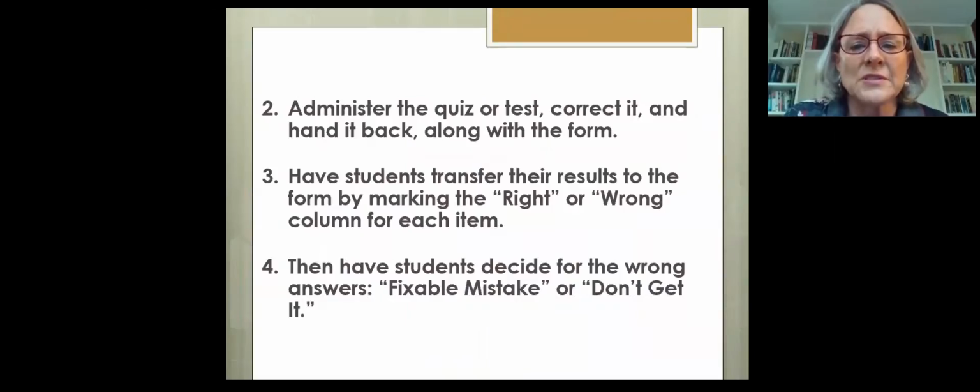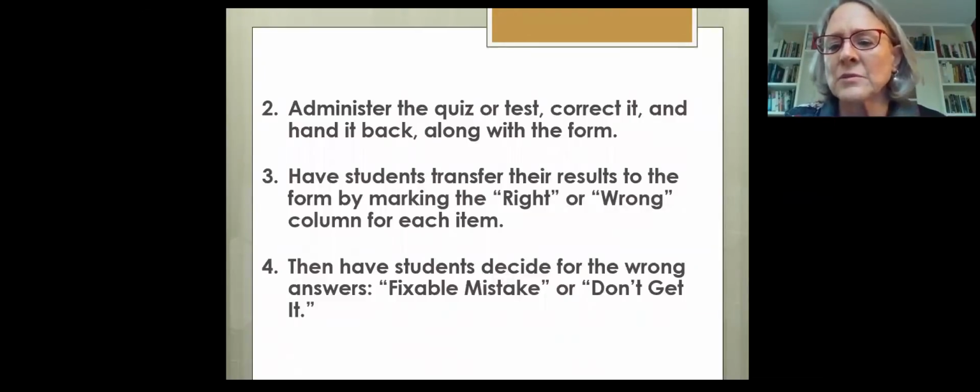Then you give the test, the quiz, you correct it and hand it back, and all you've done is mark right, wrong, right, wrong. You don't have to put a minus 3 or a smiley face at the top. You don't have to put 18 out of 20 or 10 out of 20 or meets the standard, exceeds the standard, or nowhere near the standard. You don't have to put any of that at the top. You simply mark it right, wrong. And then the students transfer their results to the form. So you hand it back, you give them the form.